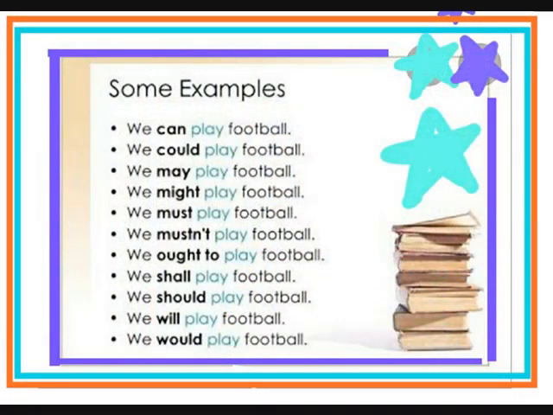Here you can see the same examples are written but with different modal auxiliaries. And in all the sentences, play is the main verb. Now let's refer to the first sentence. We can play football. Can is showing you ability in future. In the second sentence, we could play football. The modal auxiliary could is showing you here ability in the past. Whereas in the third sentence, we may play football. It is again showing you possibility.